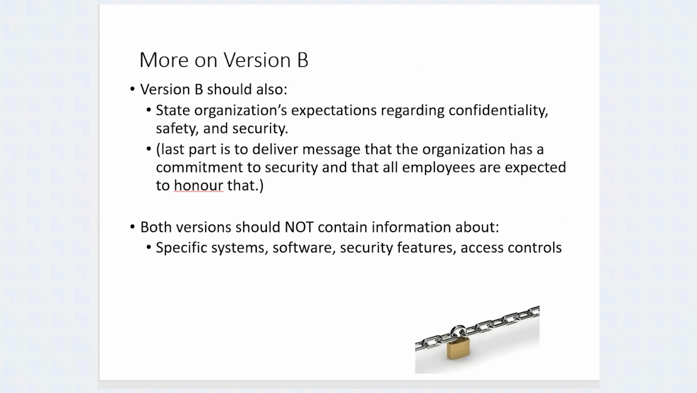The version B will also state the organization's expectations regarding confidentiality, safety and security, and the importance of security that all employees are to honor. Now, neither of these versions should contain information about specific systems, software, security features, any access controls, all of that stuff. You don't want to share it with prospective employees at this stage. There's no agreement, there's no contract in place yet.